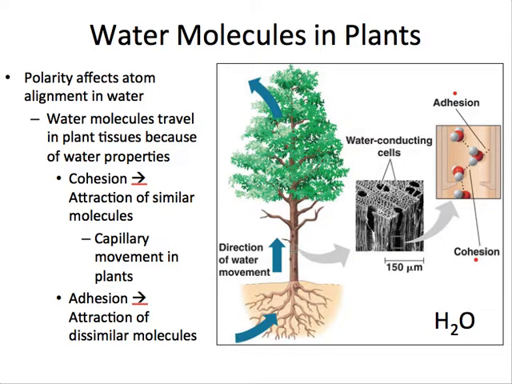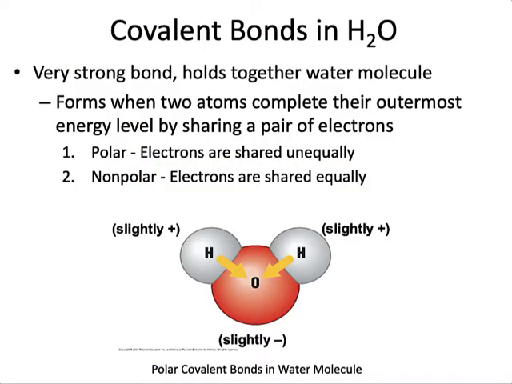And just so you remember, water is also called H2O. Now, what holds together that H2O? 2 hydrogens and 1 oxygen. It's a very strong polar covalent bond. Polar covalent bonds mean that the electrons are shared unequally, and as such, we have a slightly positive charge on one side of a water molecule and a slightly negative charge on the other. A nonpolar molecule means the electrons are shared equally.